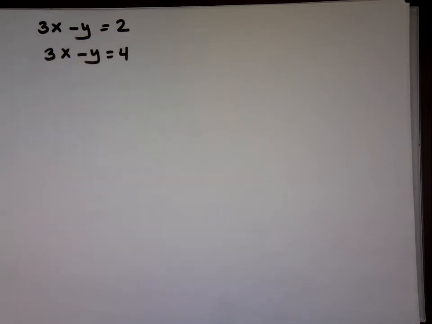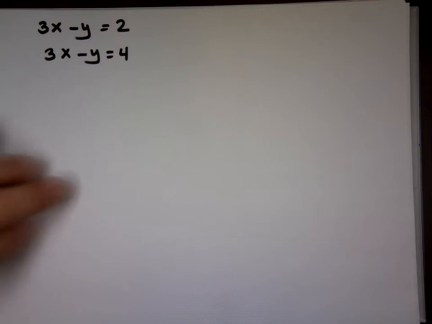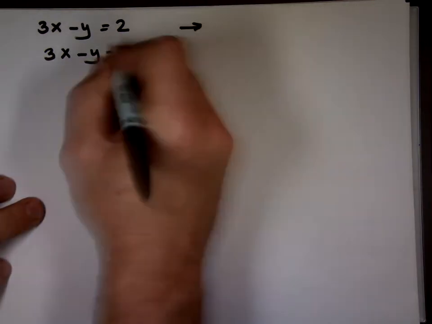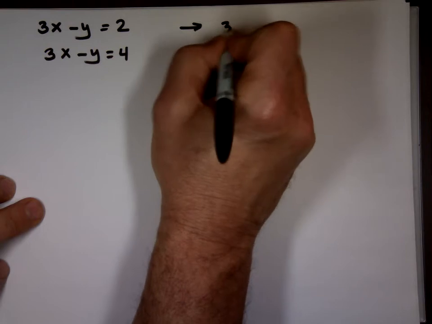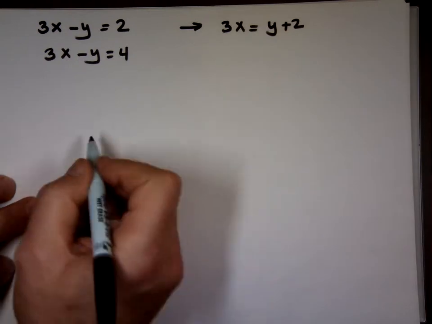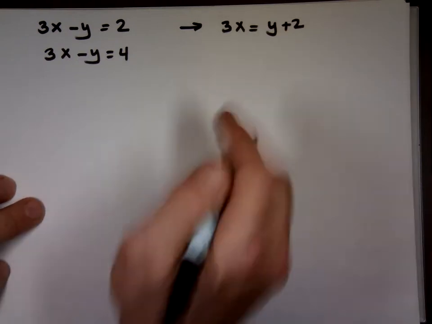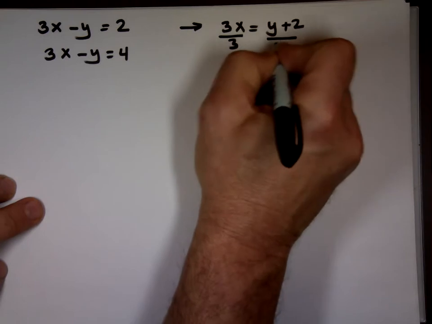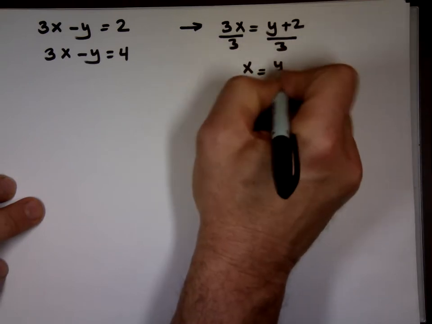Step number 1, solve for either variable in either equation. Now, if any of you are thinking about solving for X, get that idea out of your head. Why? If you solve for X, watch this. You have what? 3x, take the minus y there, becomes y plus 2. To solve for x, you need to do what? Divide by 3. So x equals y plus 2 divided by 3.